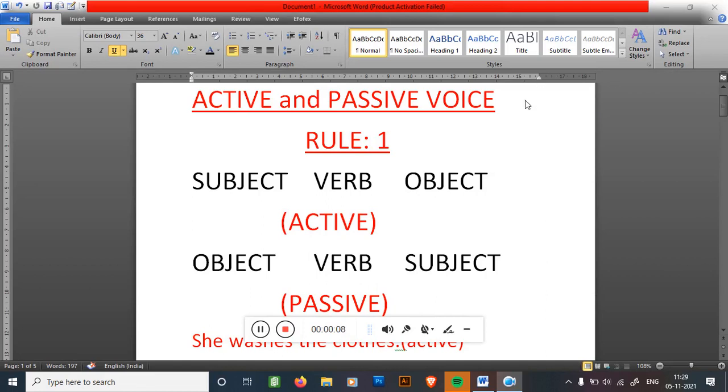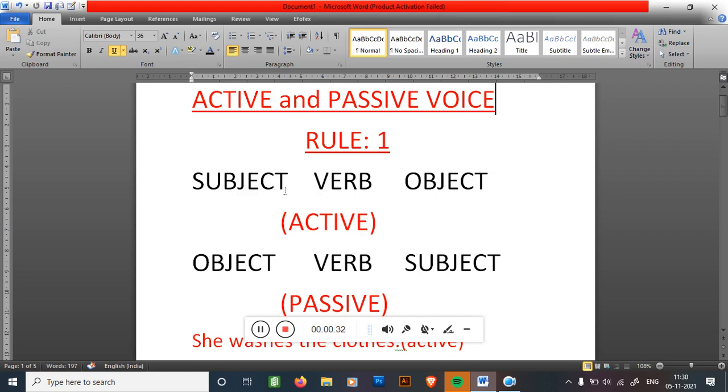So, today we will do the chapter active and passive voice, a very important chapter in your English language book. So, first of all, we will go through rule 1. In rule 1, we change the sentence from active to passive.